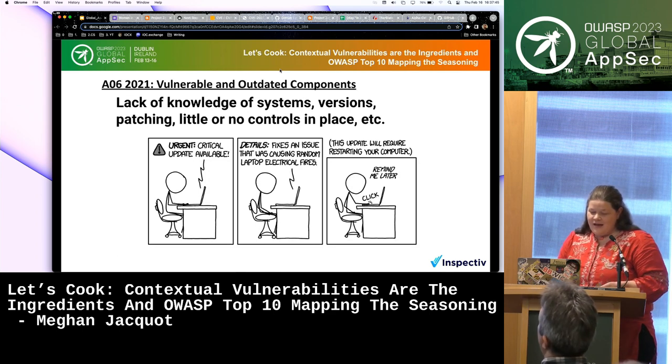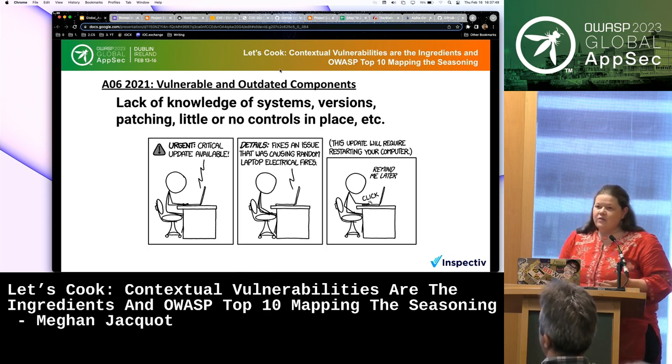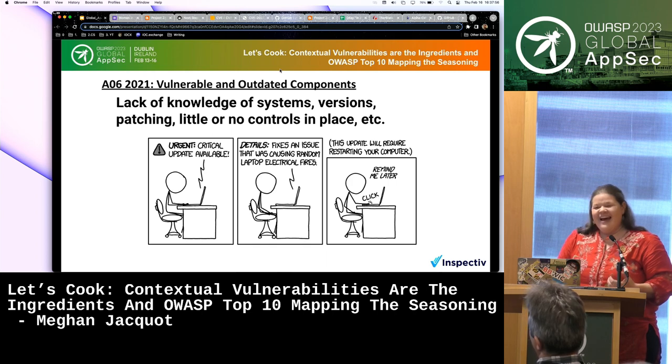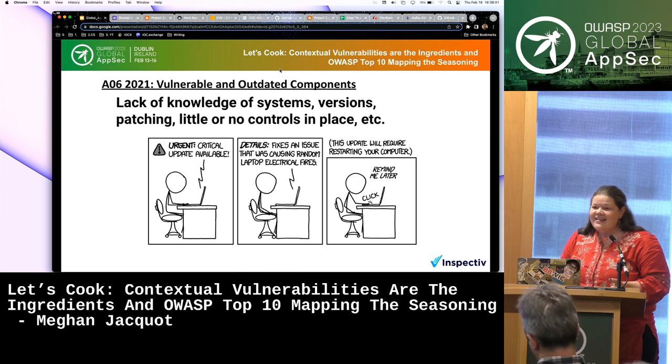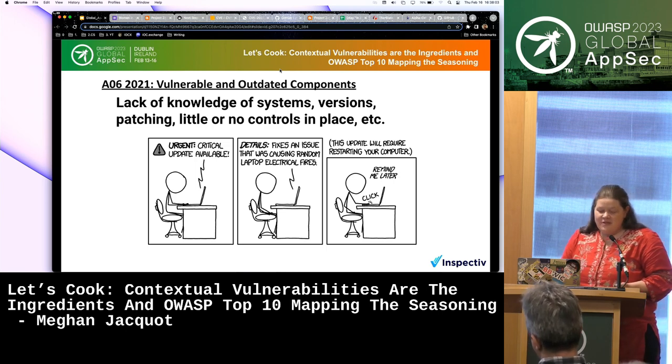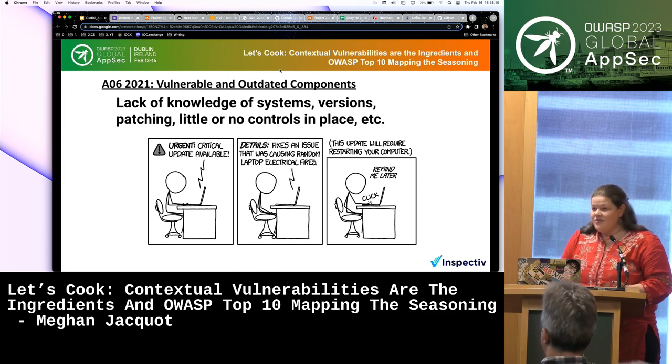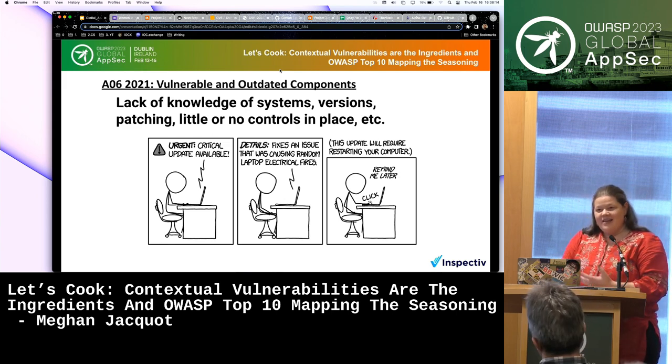After that, we have vulnerable and outdated components. If anyone's ever looked in their pantry and looked through the expiration dates, maybe for your spices, and something's expired, and you're like, that's fine, I'm still going to use it anyways. These are things that are outdated. Especially with spices, it might be that it's just not as potent anymore. So it might not be problematic to use it, but maybe then you need to inject something. So maybe then you're chaining these vulnerabilities together to make it work the way you want it to work.